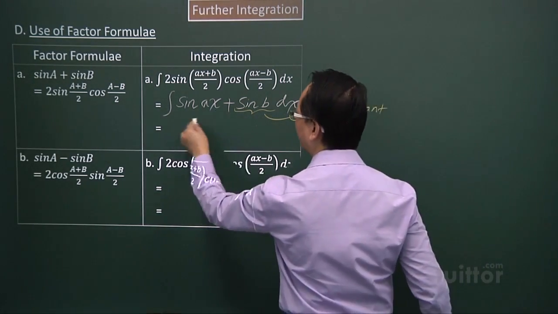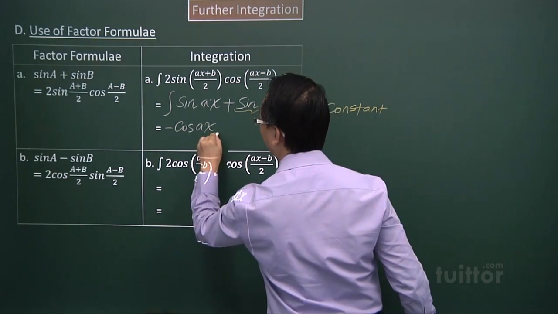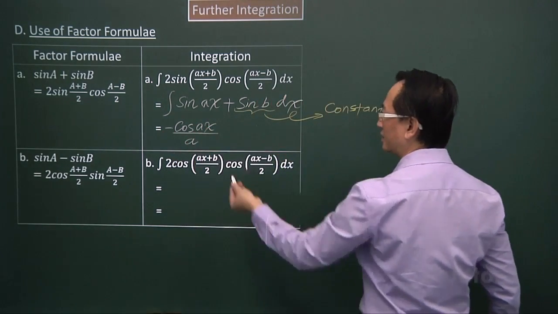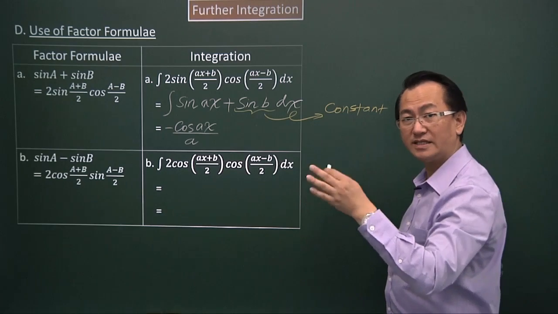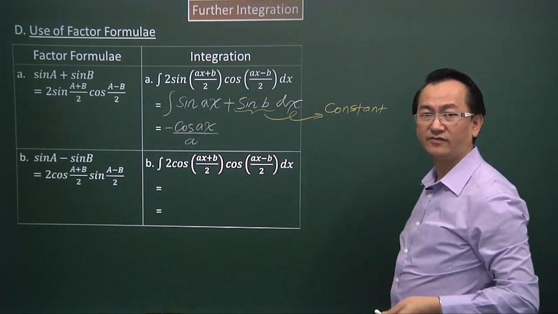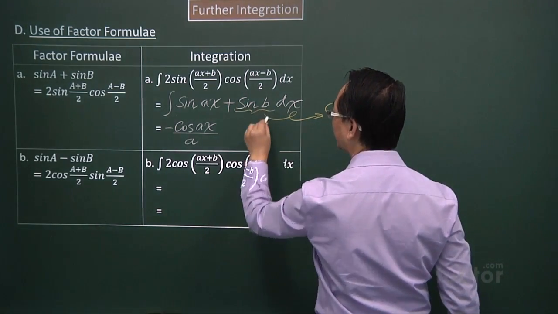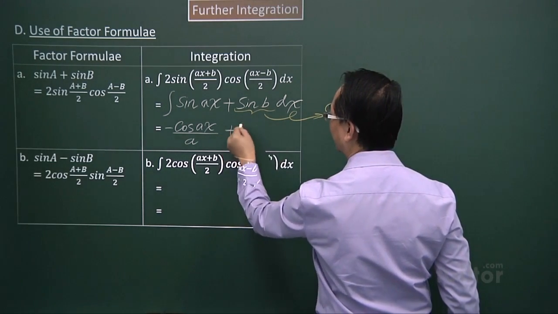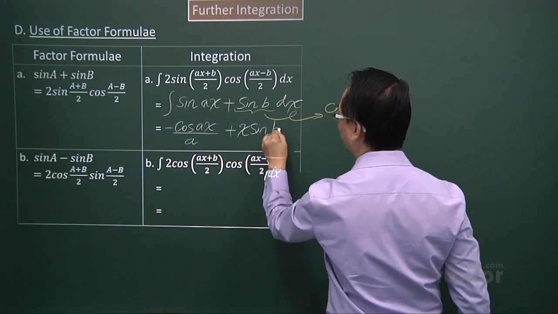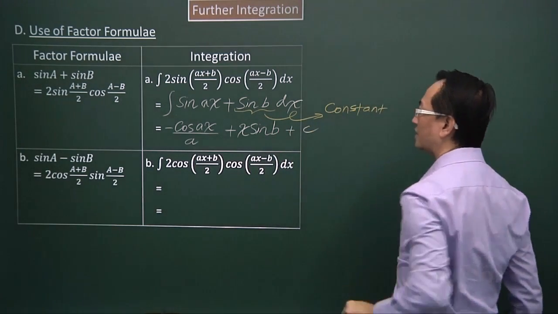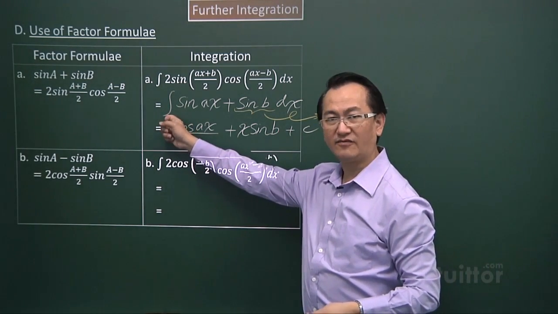So when I integrate this, I get negative cos ax over a. The a is obtained when I differentiate the ax, and remember, integration of sine gives negative cosine. This is a constant, so when I integrate that, I'll get a constant with the x, so x sin b, then plus the arbitrary constant, because I'm dealing with indefinite integration.